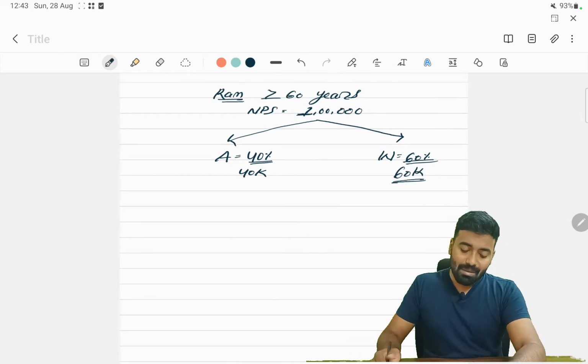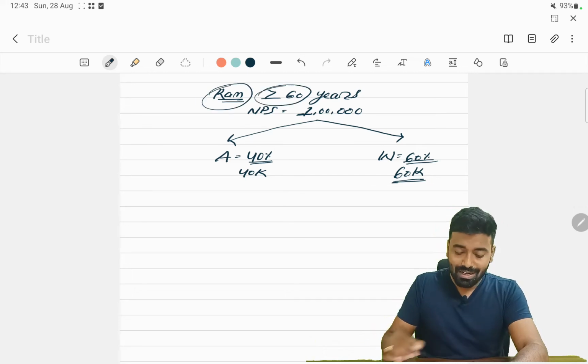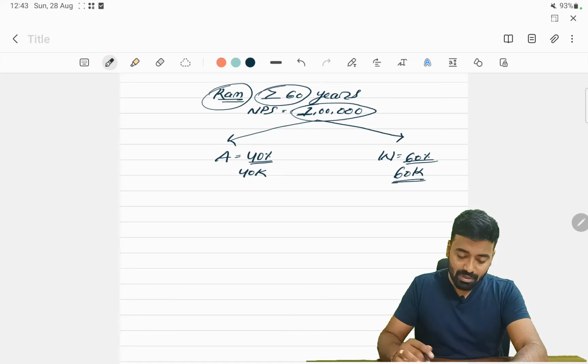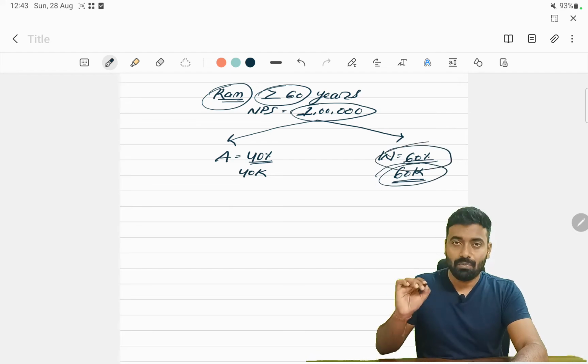That means in this case, Ram is a person who is retiring at 60 years or older, and he has an NPS corpus of around 1 lakh rupees. In such a case, the maximum he can withdraw is only 60k, because 60% of the corpus can be withdrawn.